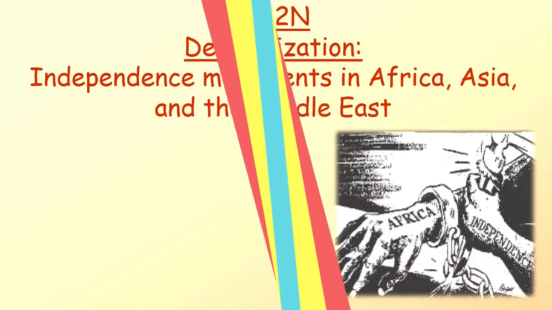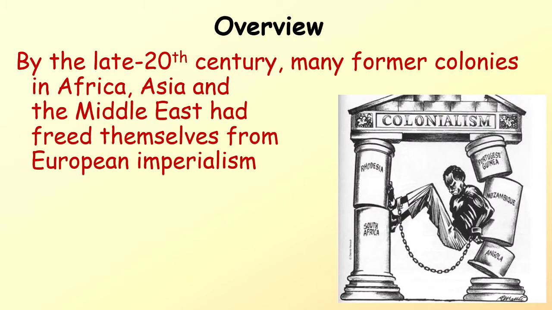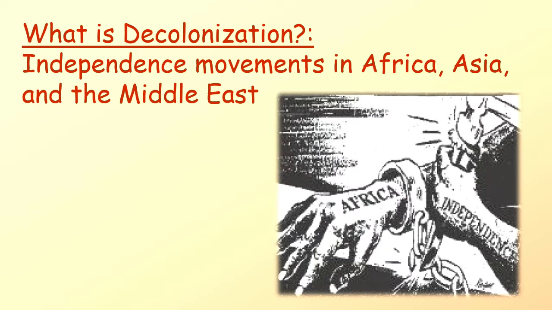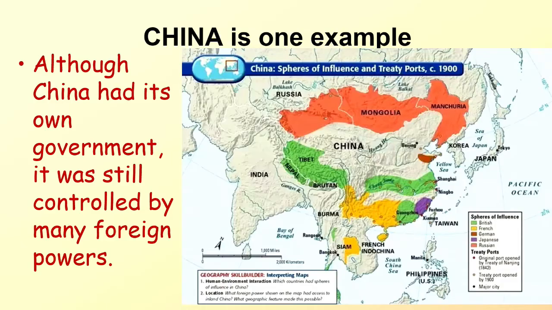This is Lesson 1132, Decolonization: Independence Movements in Africa, Asia, and the Middle East. Overview. By the late 20th century, many former colonies in Africa, Asia, and the Middle East had freed themselves from European imperialism. Decolonization is the term historians have used to describe this process of freeing themselves. So what is decolonization? It's independence movements in Africa, Asia, and the Middle East.